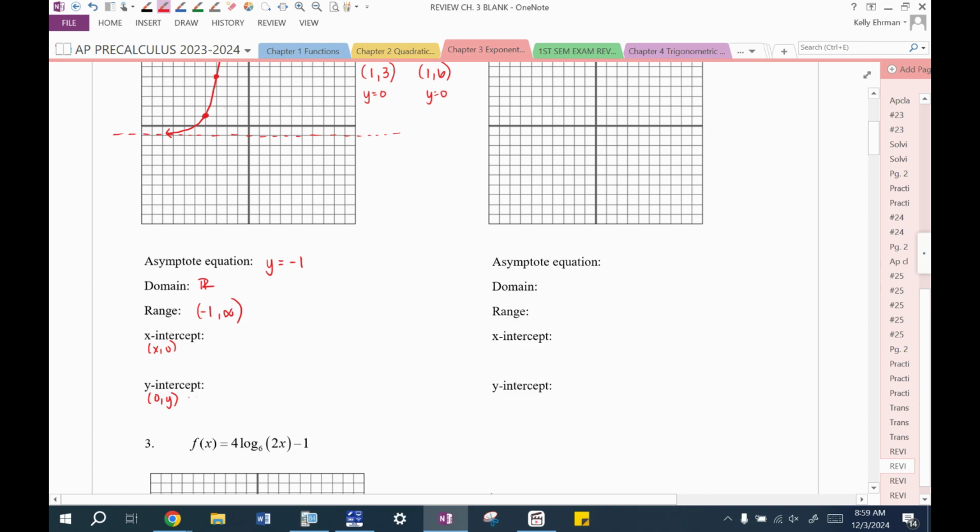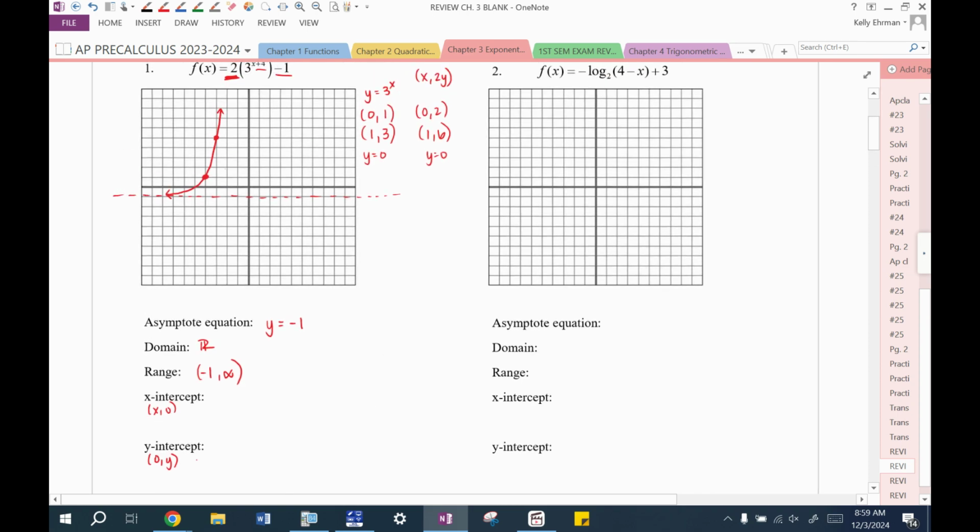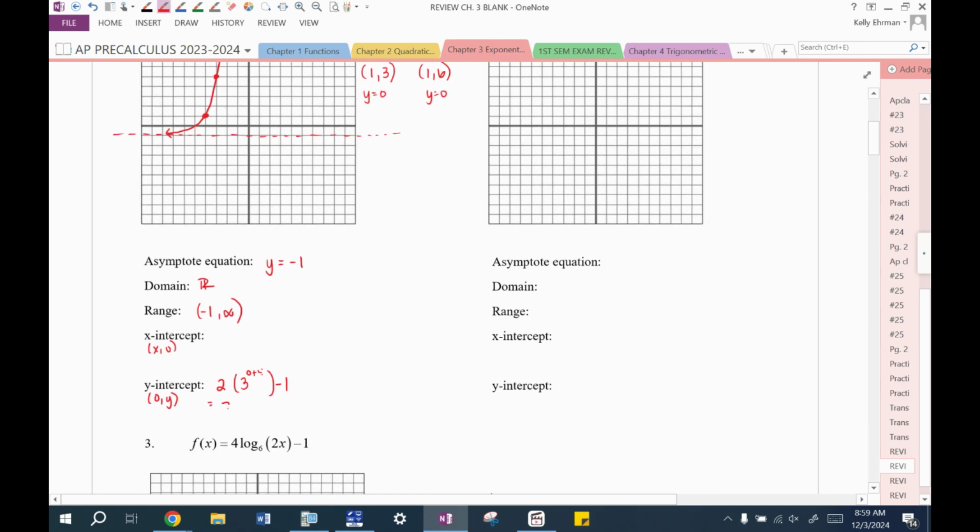So for the y-intercept, look at the equation again: 2 times 3 to the 0 plus 4, minus 1. So 3 to the 4th is 81. So this is 2 times 81 minus 1. 2 times 81 is 162. 162 minus 1 is 161. So we're definitely not going to graph that, but that is where the y-intercept is.